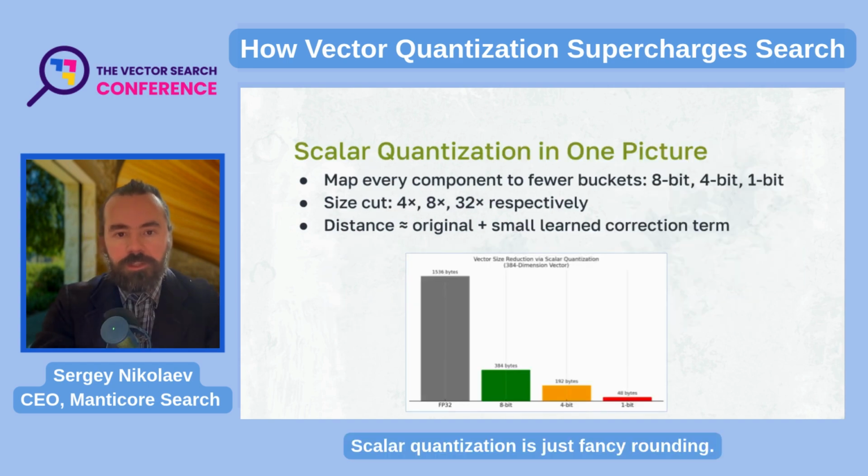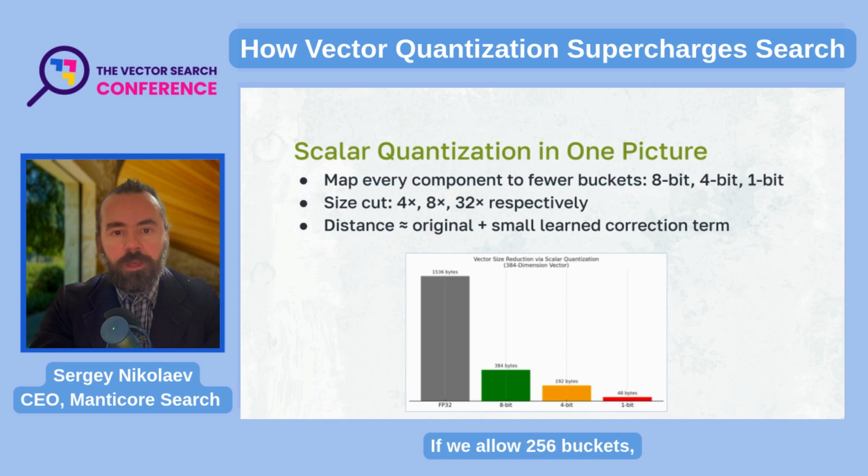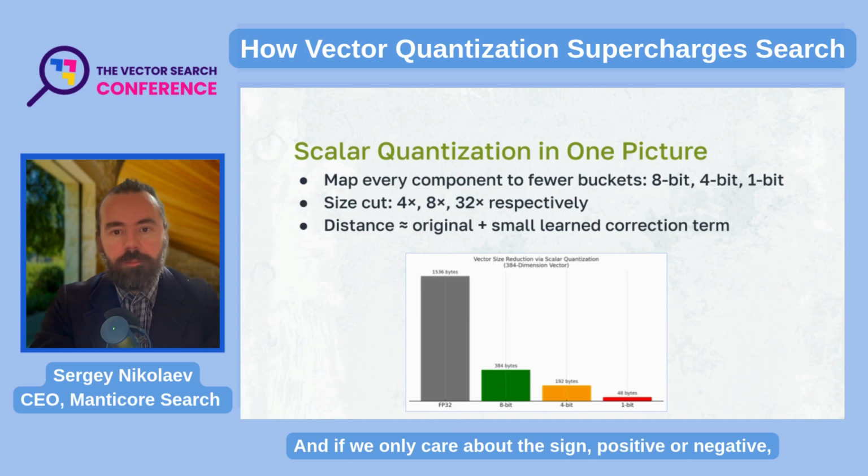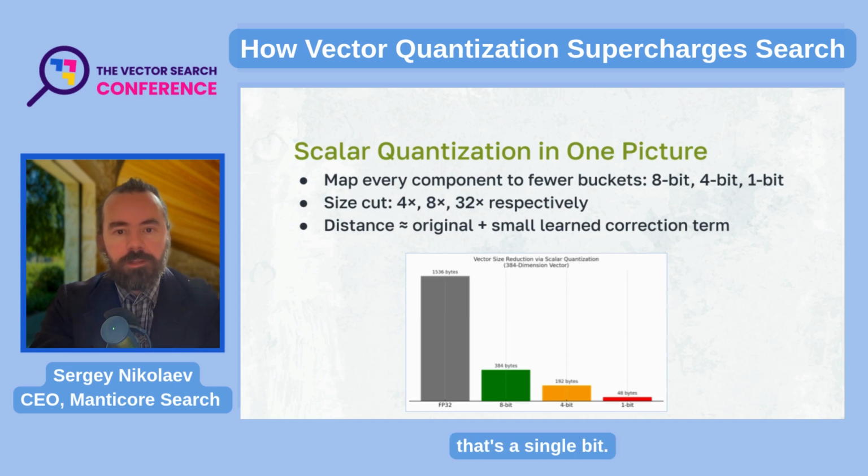Scalar quantization is just fancy rounding. Start by taking every float in the vector and snapping it to the nearest bucket. If we allow 256 buckets, we need 8 bits. 16 buckets need 4 bits, and if we only care about the sign, positive or negative, that's a single bit. The size drop is dramatic.